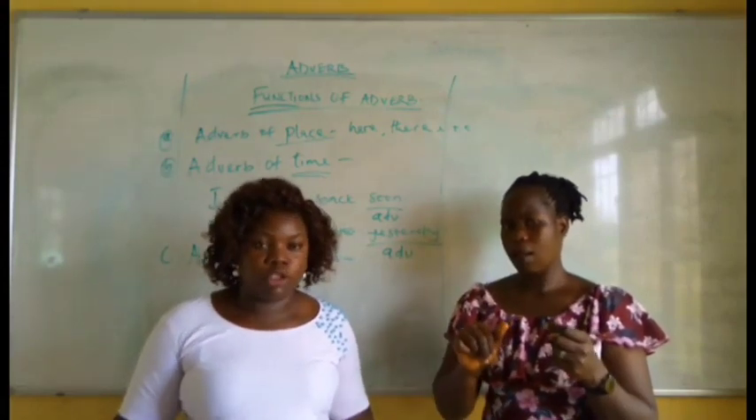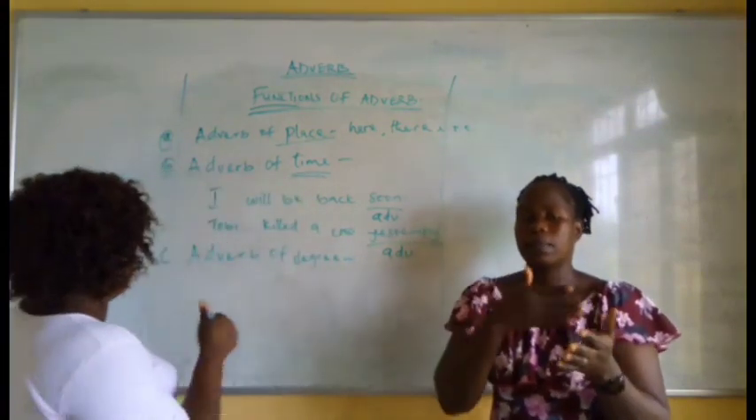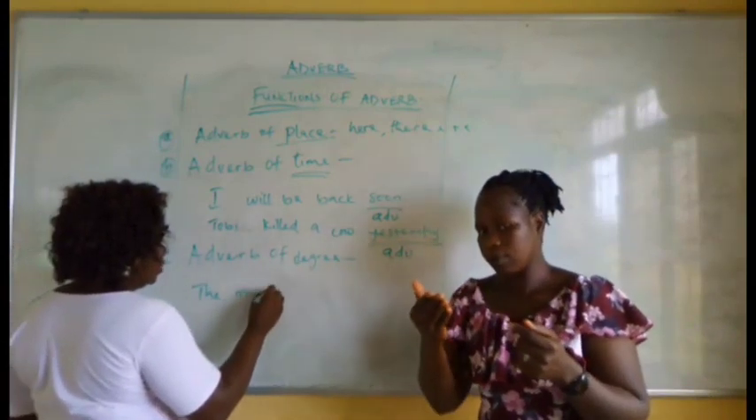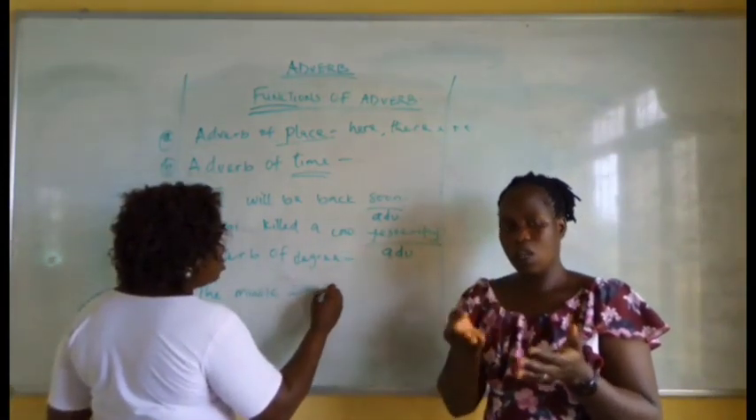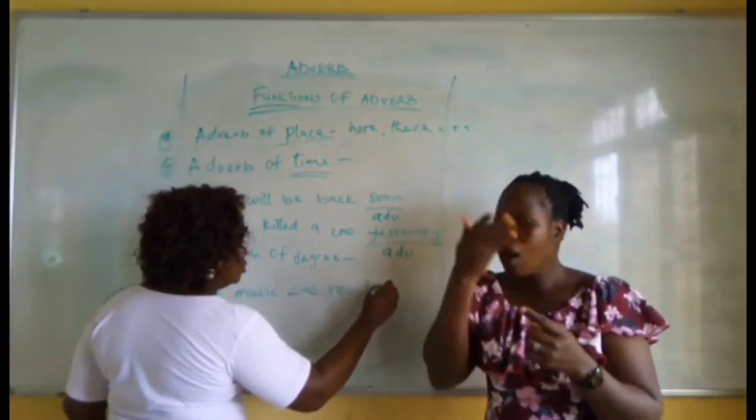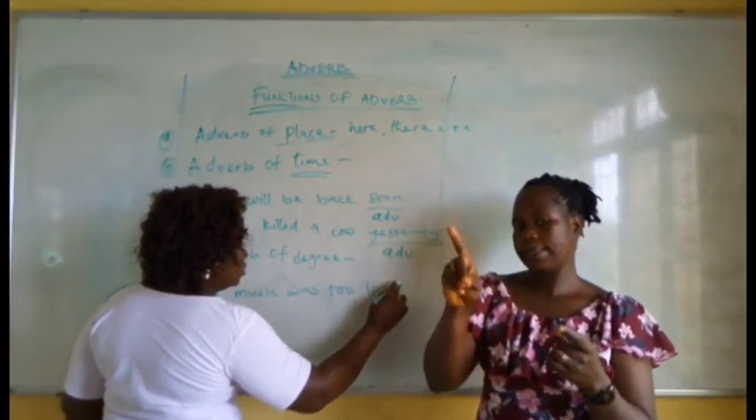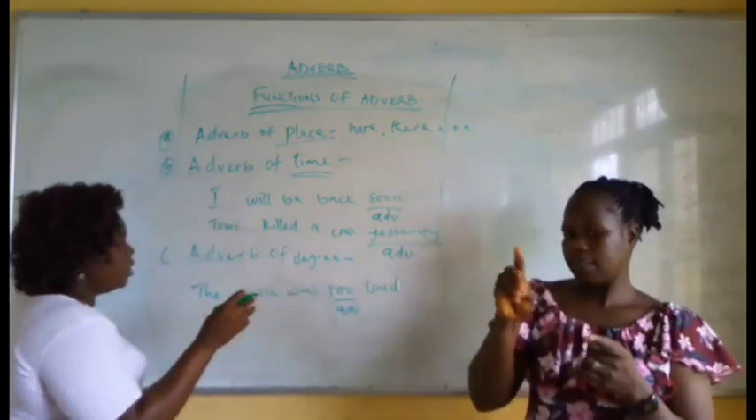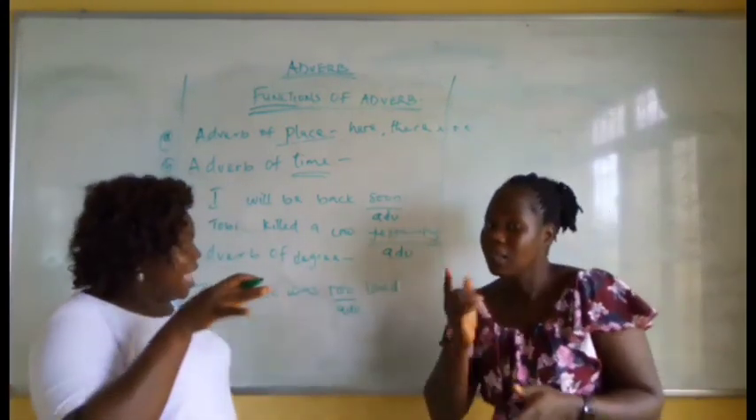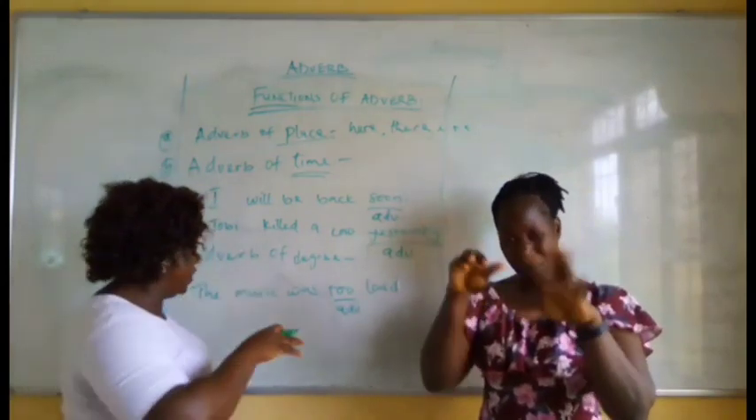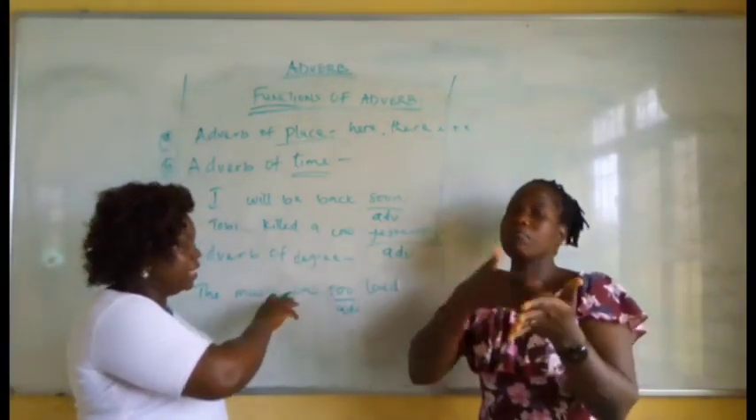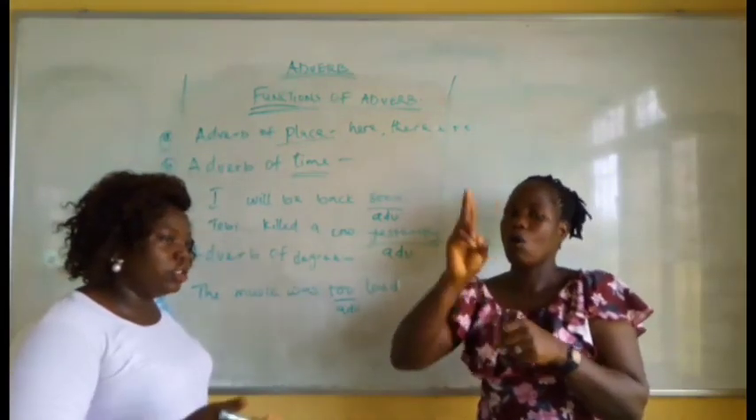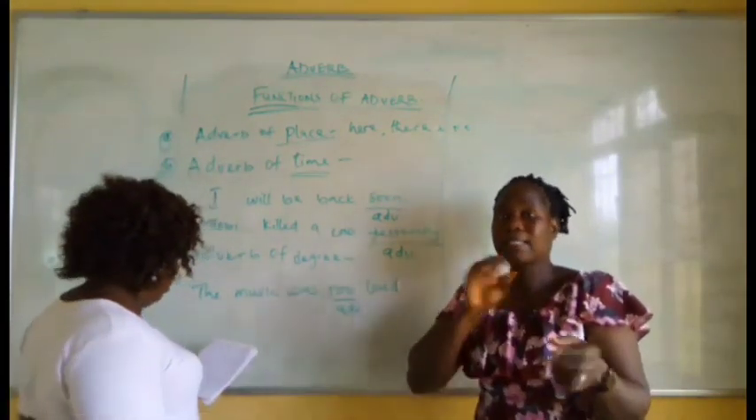The music was too loud. Example, the music was too loud. Too here is an adverb that shows us the degree, the level, the extent of the music. It shows the extent of the music.